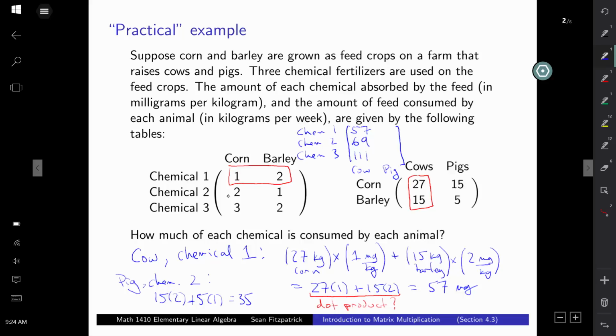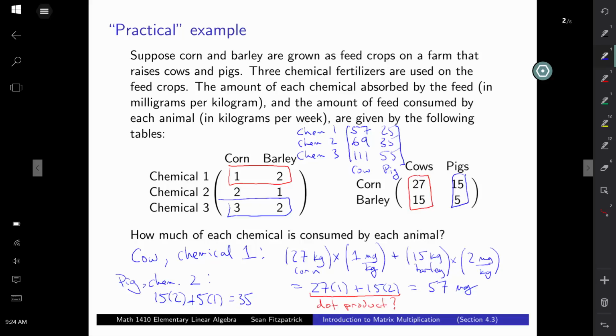Then I do the same thing for the pigs, right? So I go back now, the pigs are in the second column, so I want to do first row times the second column to give me the amount of chemical 1 that the pigs consume. So I get 1 times 15 plus 2 times 5. I get a 25. Row 2, column 2, that's the amount of chemical 2 consumed by the pig. We did that one already. And then the last one would be chemical 3. If I take the third row, that's the chemical 3 times the second column. That should go in the third row, second column here. So 3 times 15 plus 2 times 5, and I get 55 there, right?